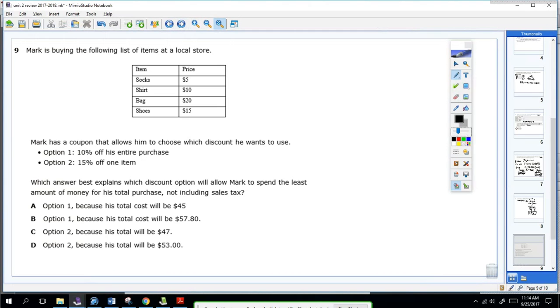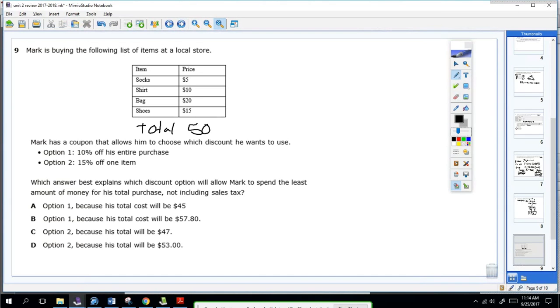Number 9, Mark is buying the following list of items at a local store. Mark has a coupon that allows him to choose which discount he wants to use. Option 1 is 10% off his entire purchase. Option 2 is 15% off one item. Well, the first thing you have to do is figure out which option is better, so you're going to add up these items. 5 plus 15 is 20, plus another 20 is 40, plus 10 is 50. So my total is $50.